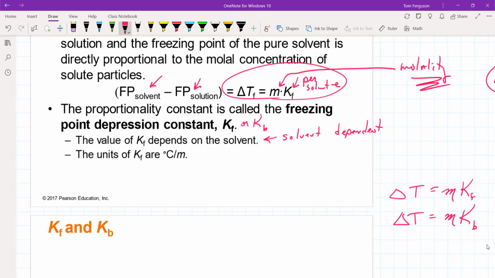So if we're talking about freezing point, this is going to be negative. Boiling point is going to be positive. So we need to know the molality of the system. And then we need to know KF, KB, and that's per solute, per solvent. Very specific.